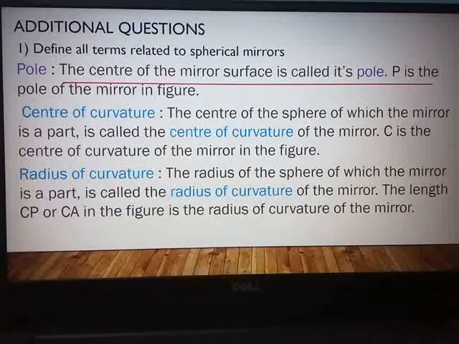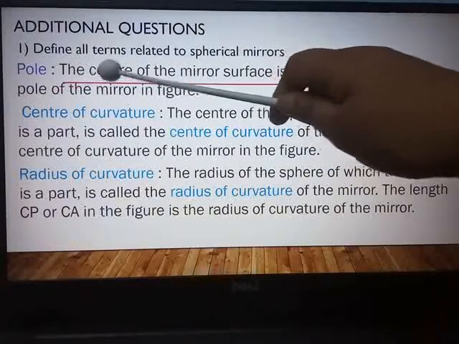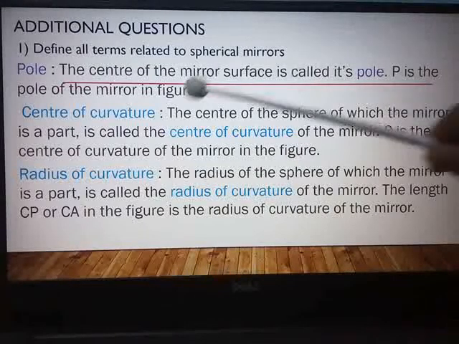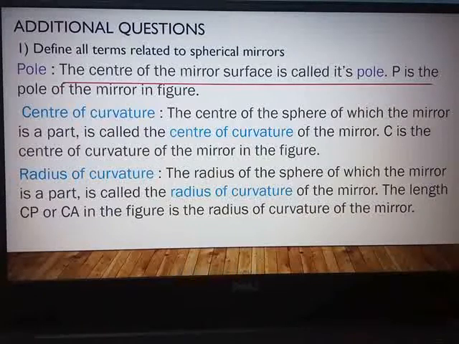And in your textbook, all of you open page number 119. First one, pole. Now you can see in the textbook, clearly the question is given, terms related to spherical mirror. Near diagram 11.7, there you have pole, center of curvature, radius of curvature, everything you have to copy as it is. Very important question. They have not mentioned it in the textual exercise, but it is very, very important. So we are going to write it in the notebook and study for the exam.